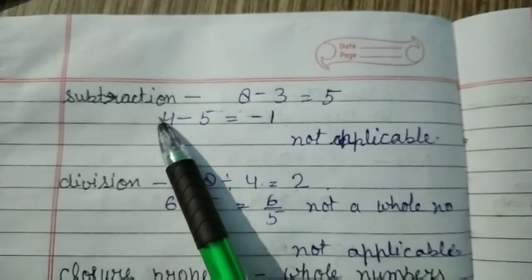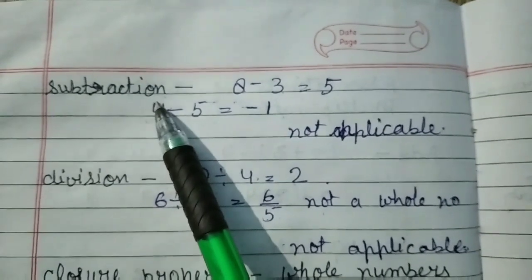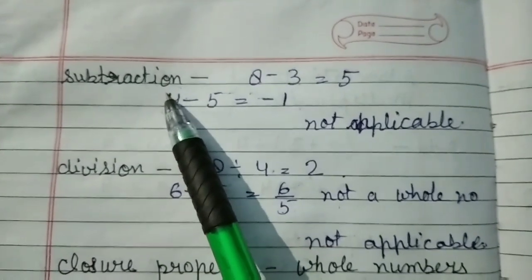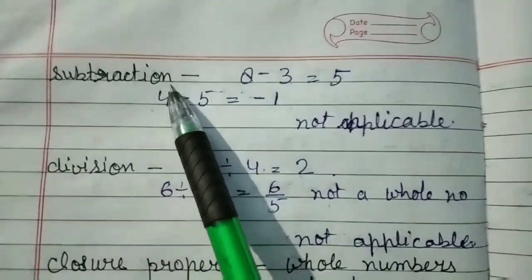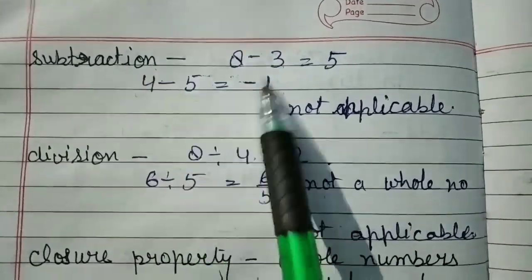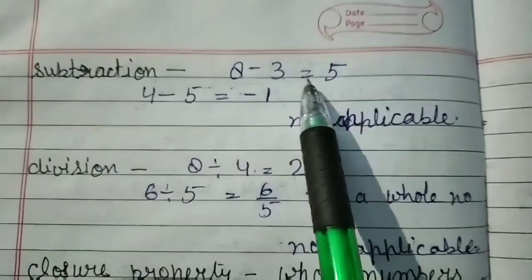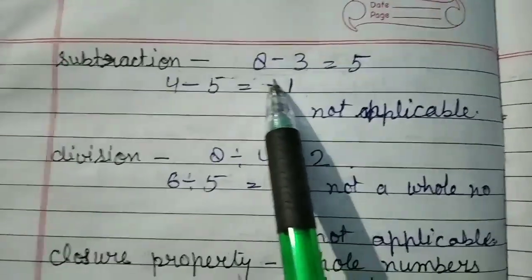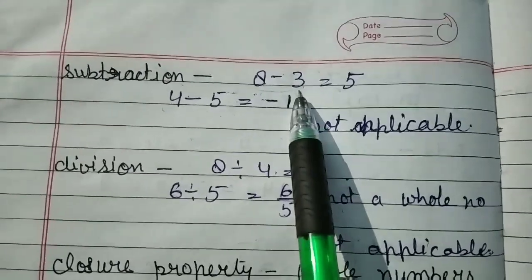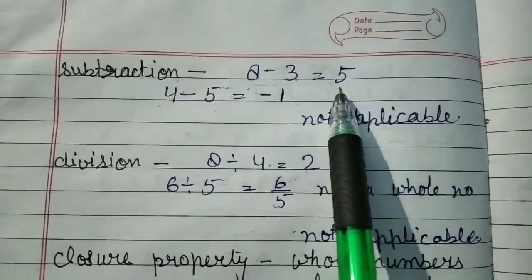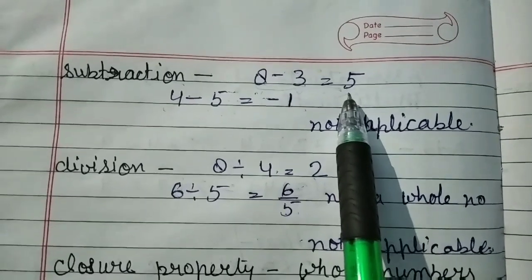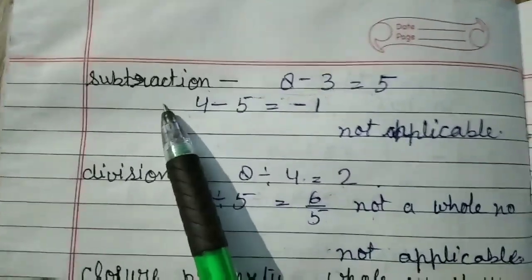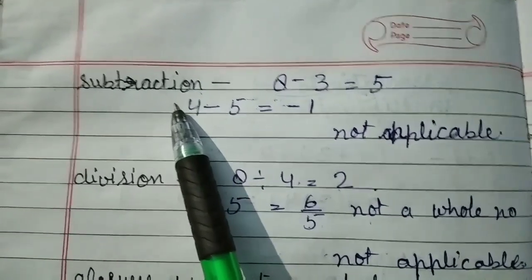Next is subtraction. If in addition we add, and in multiplication we multiply, in subtraction we will subtract. While subtracting two whole numbers, we should get a whole number. Let's take the first example, 8 minus 3. 8 is a whole number, 3 is also a whole number. The result which we got is 5, which is also a whole number. It means that in this case, closure property is applied in subtraction.